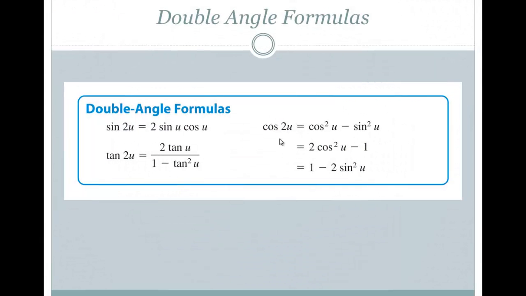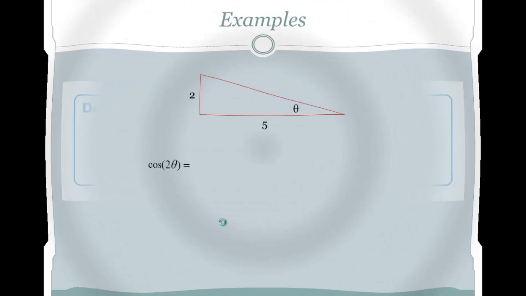So here are three double angle formulas. One for sine 2u, 2 sine u cosine u, tangent of 2u, and cosine of 2u. Cosine of 2u has a few different versions of it. You just use the one that makes the most sense. Okay, and again, this is all practice. You need to know that these formulas exist. You need to know how to use them, but you don't need to necessarily memorize every single one of them. Okay, so let's do some examples.